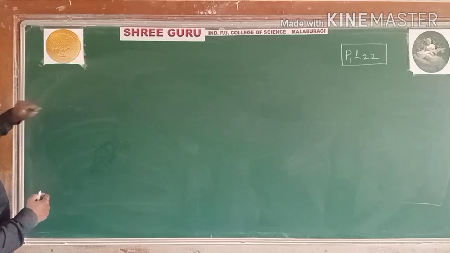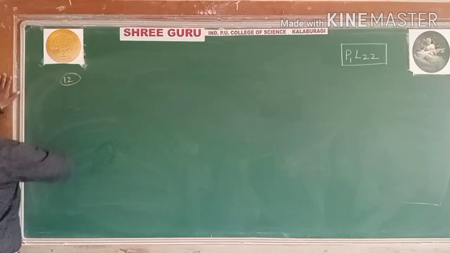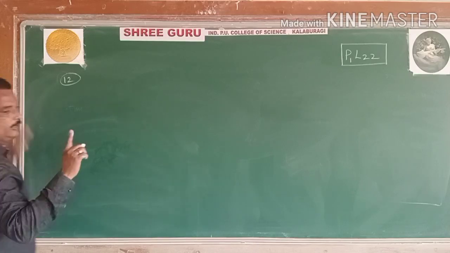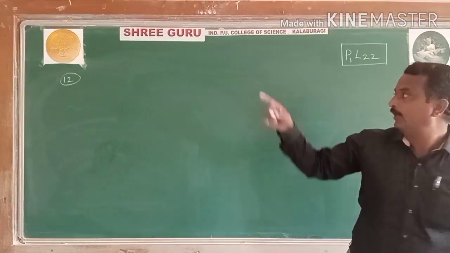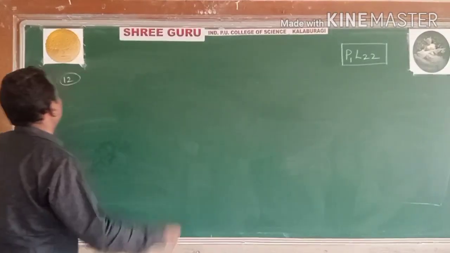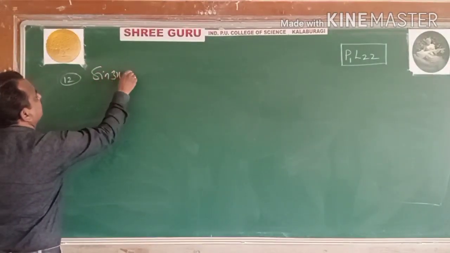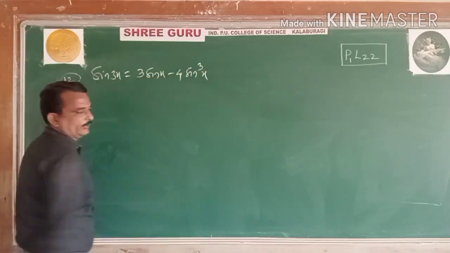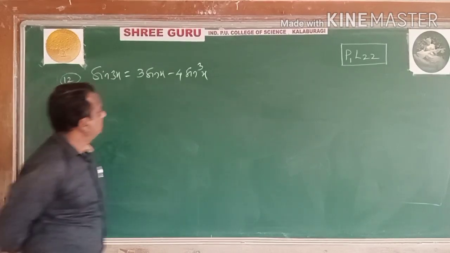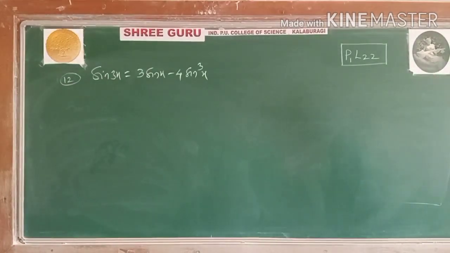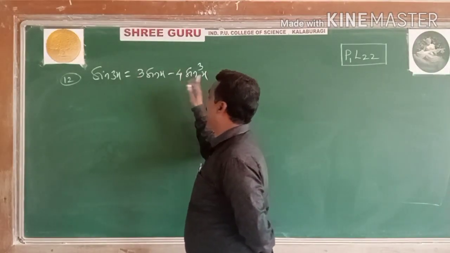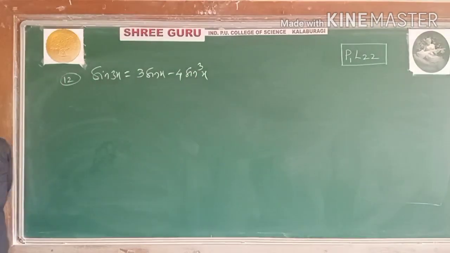Now tan 2x is completed here. After the tan 2x, the 9th one is sin 2x, the 10th one is cos 2x, and the 11th one is tan of 2x. The 12th one will go for the sin of 3x. Now see the sin 3x: sin 3x equal to 3 sin x minus 4 times sin cube of x.